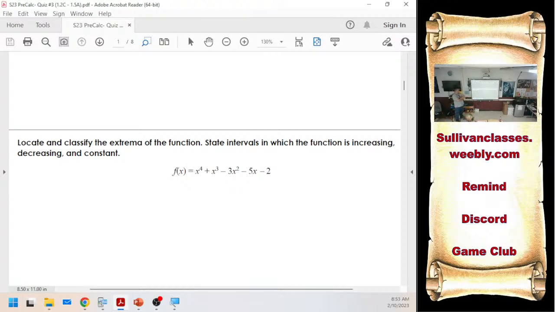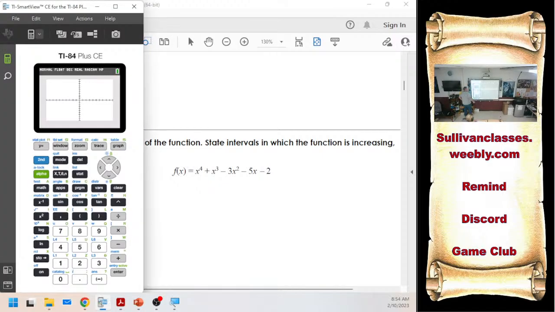Okay, round 3. Locate the extrema, state the intervals in which it is increasing, decreasing, and constant. Those two are related, right? Because by definition, extrema happen when it goes from increase to decrease or vice versa. So first thing I've got to do, dump it in my calculator.